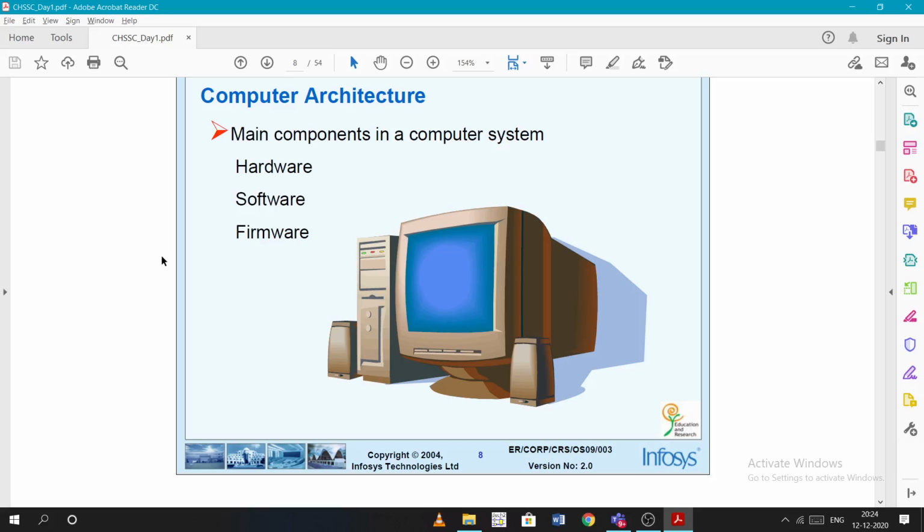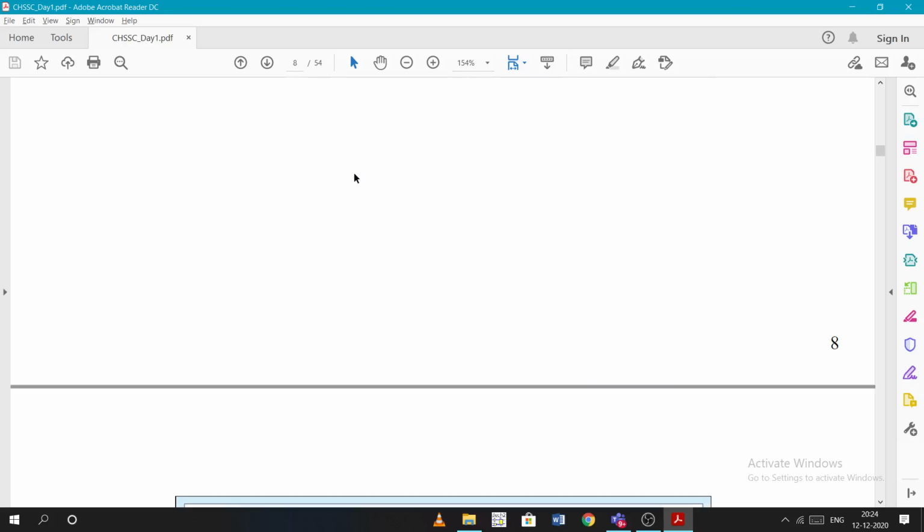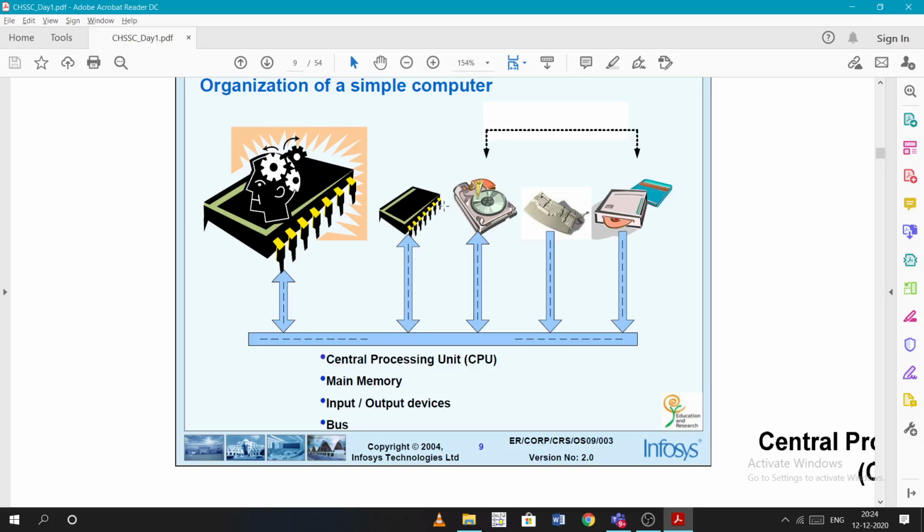Computer architecture. Main components in a computer architecture: basically hardware, software, and firmware. Now coming to the organization of a simple computer. Here we can see a central processing unit, a memory or main memory, input output devices, and a bus.